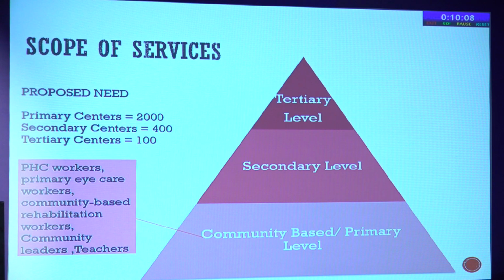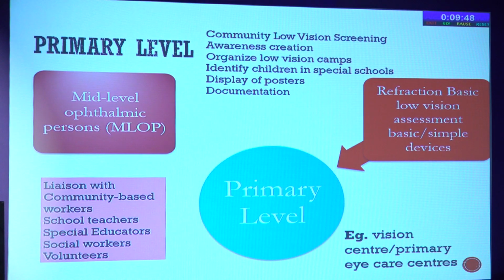So we need to have the scope of services at the primary level. We need around 2000 centers for the current prevalence, secondary around 400, and tertiary at least 100. The primary level is mainly manned by primary health workers, community based rehab workers, and teachers. At the primary level, they can liaise with the MLOPs, where they can do a basic refraction and low vision assessment, and dispense simple devices. And we need to work at the grassroots level with school teachers, special educators, social workers, and volunteers.